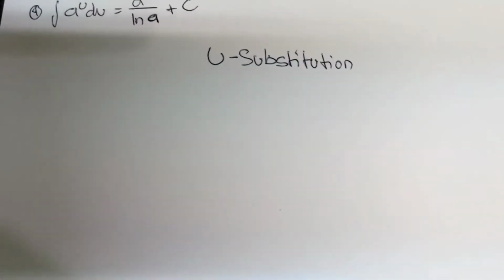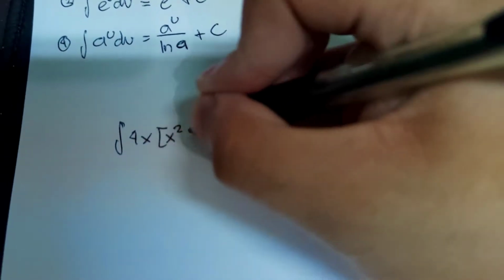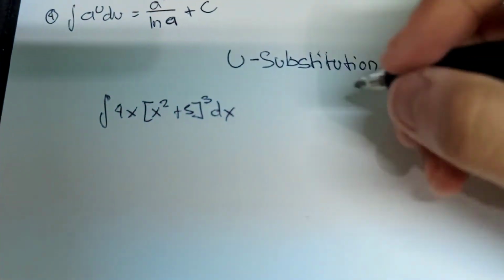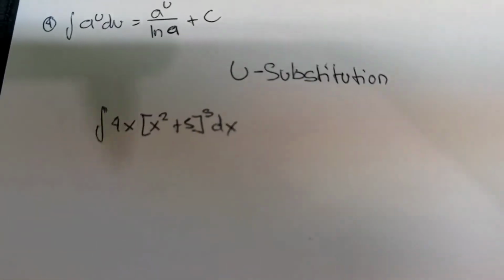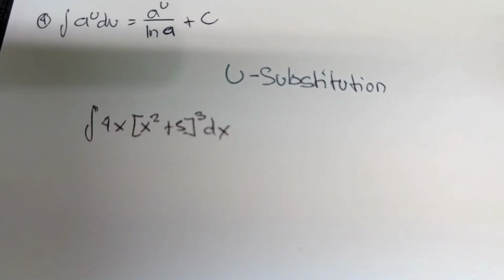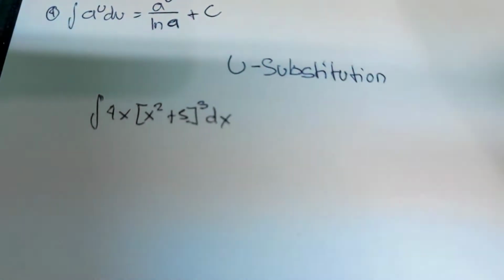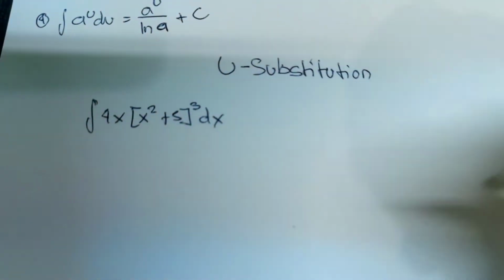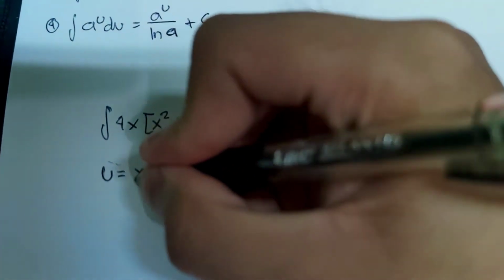Examples. So first, let's have the integral of 4x times (x squared plus 5) cubed dx. So first, we're going to exchange the x variables to u variables. We can let our u be x squared plus 5.